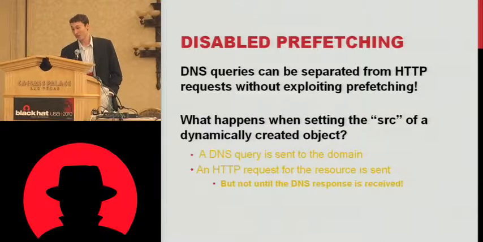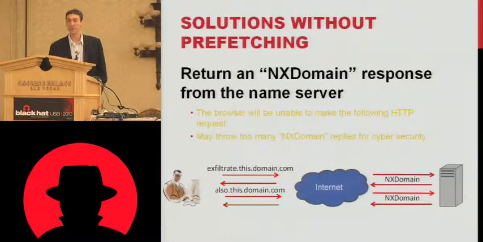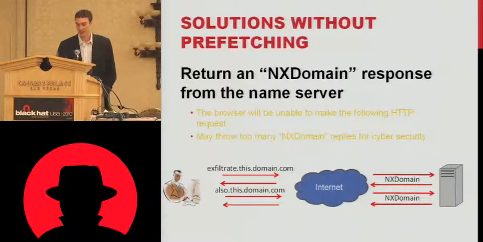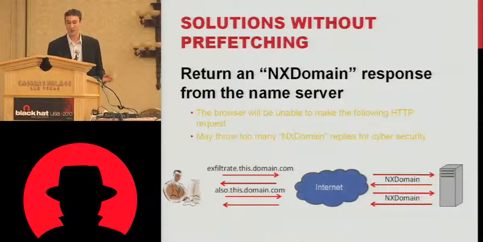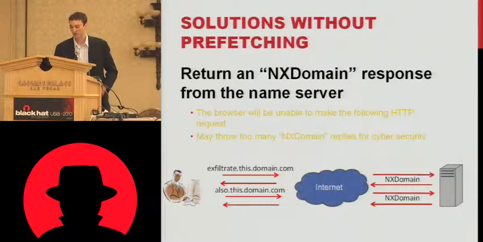Well, the first thing you can do is just return NXDOMAIN from the name server, or from the domain server. And when you do that, it doesn't have an IP address to send the request to, so it just can't do it. An NXDOMAIN reply basically means that it doesn't exist. We have no idea. So the browser will be unable to make the HTTP request. One problem is that a lot of people, once again going into the behavioral analysis, may detect that there's hundreds of NXDOMAIN replies going through the system, and that may throw some flags.